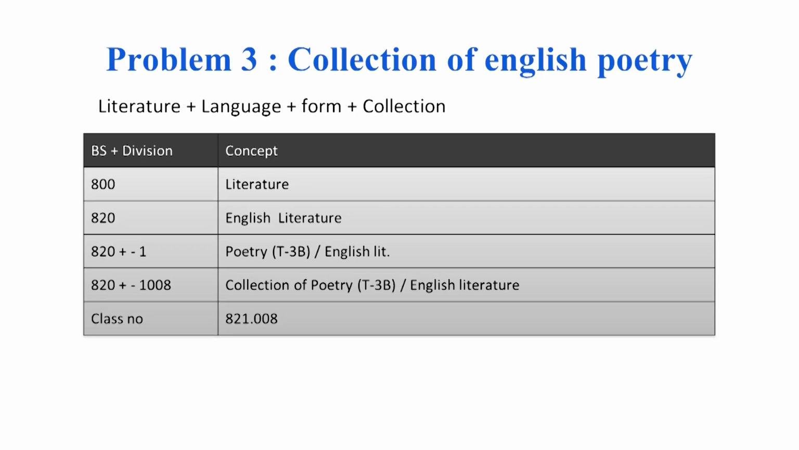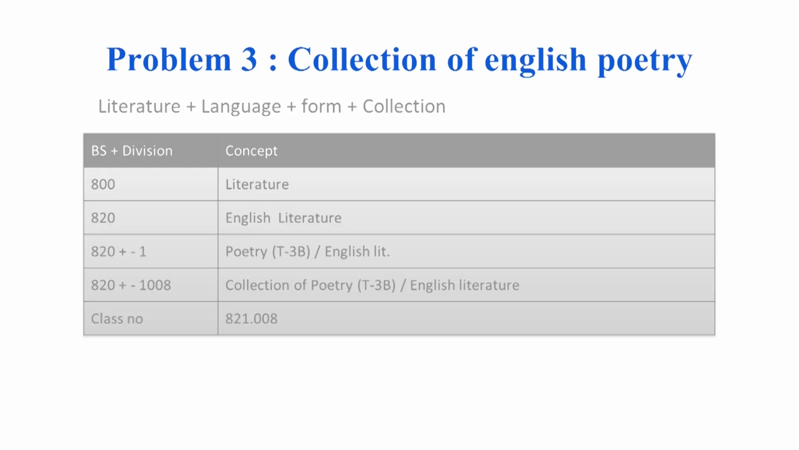Now the class number would be 821.008. This one will move forward one step. So we will obtain 821. 3 full digit number 821. 1 is added with 0.